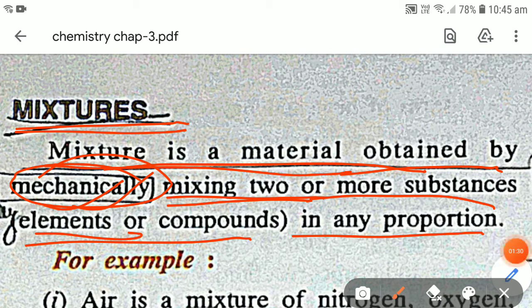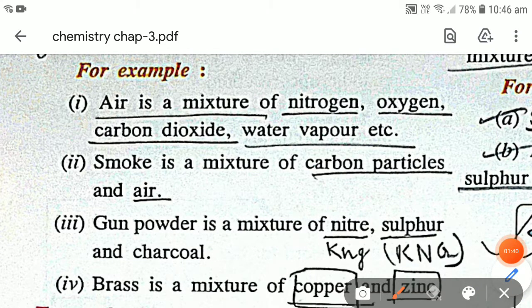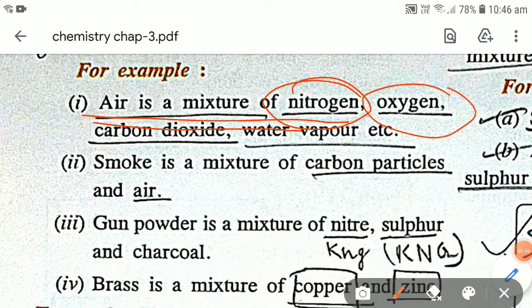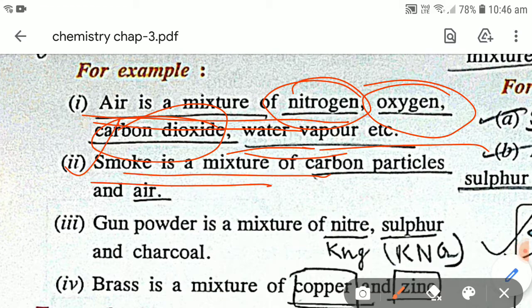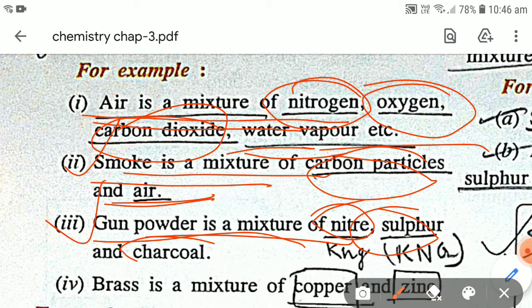Children, remember that to obtain a pure substance we use chemical methods, but to obtain an impure substance we use physical methods. We have some more examples. Let us read. Air is a mixture of nitrogen, oxygen, carbon dioxide, water vapor, etc. Smoke is a mixture of carbon particles and air. Gunpowder is a mixture of nitrate, sulfur and charcoal. Brass is a mixture of copper and zinc.